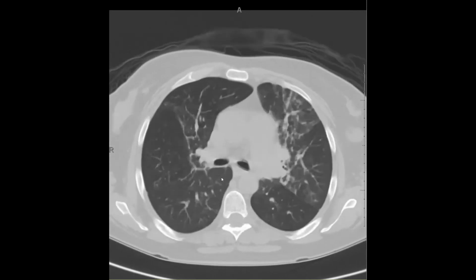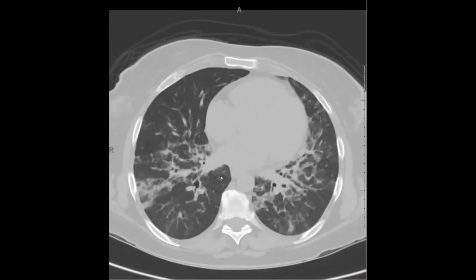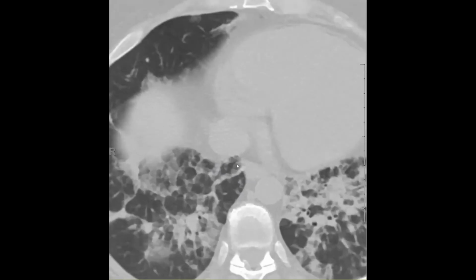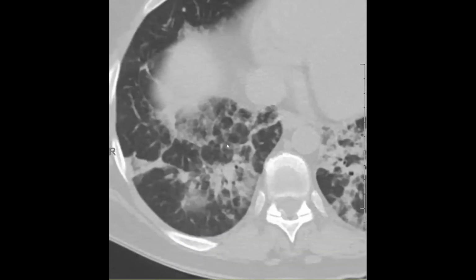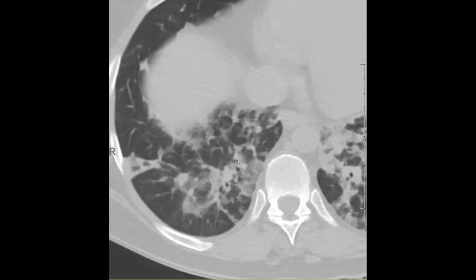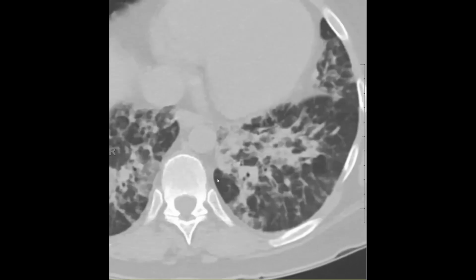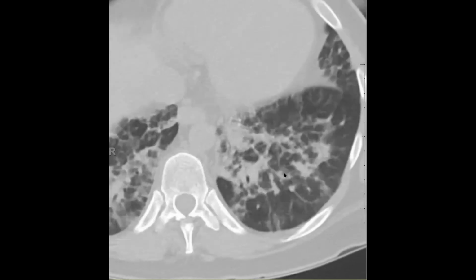So if we look at the pattern of abnormality relative to the underlying secondary pulmonary lobular anatomy, I think there is a striking finding. A lot of these areas of ground glass opacity and consolidation look like they're involving the margins of secondary pulmonary lobules. So we would call this a perilobular pattern.